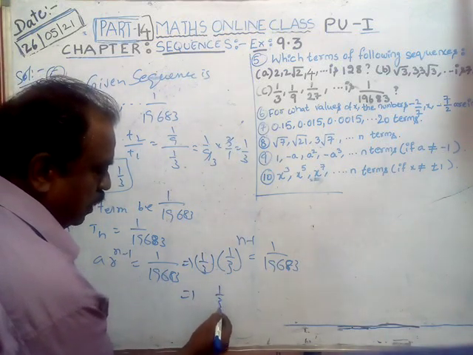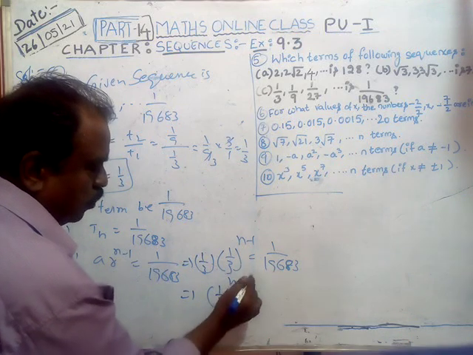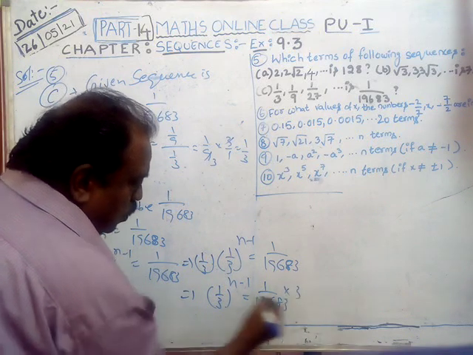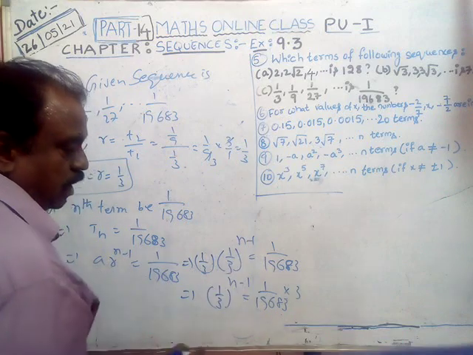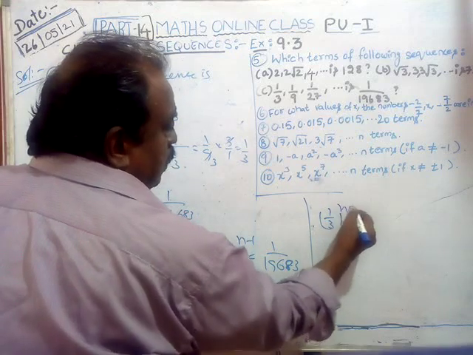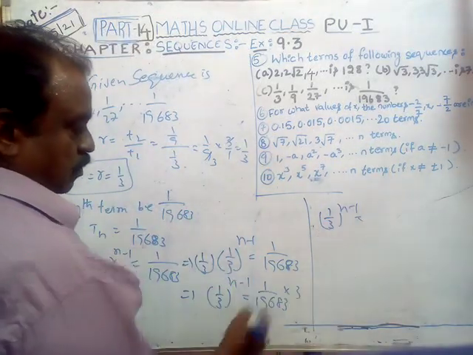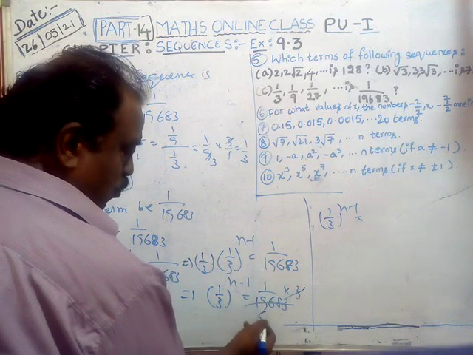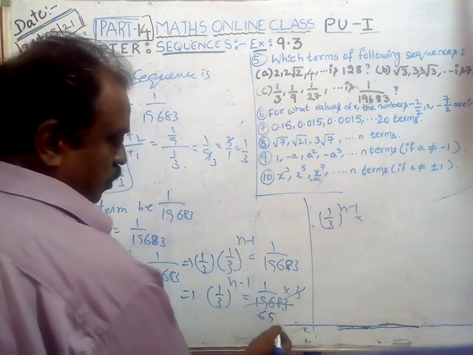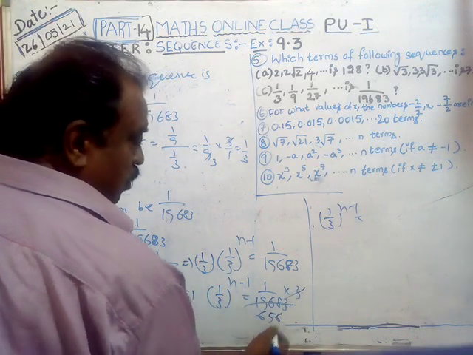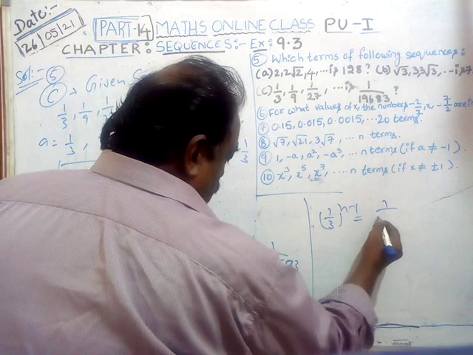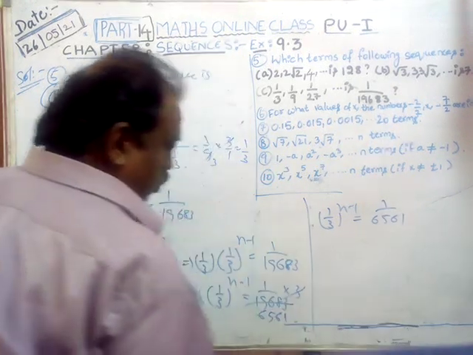For example, 1 by 3 power n minus 1. This 3 goes to the side, 19,683 into 3. This 3 will go as numerator. You see, it is 1 by 3 power n minus 1, the same. I am writing there also. Here 3 6s are 18, 3 5s are 15, 1 8, 18, 3 6s again. So it is 1 by 59,049.